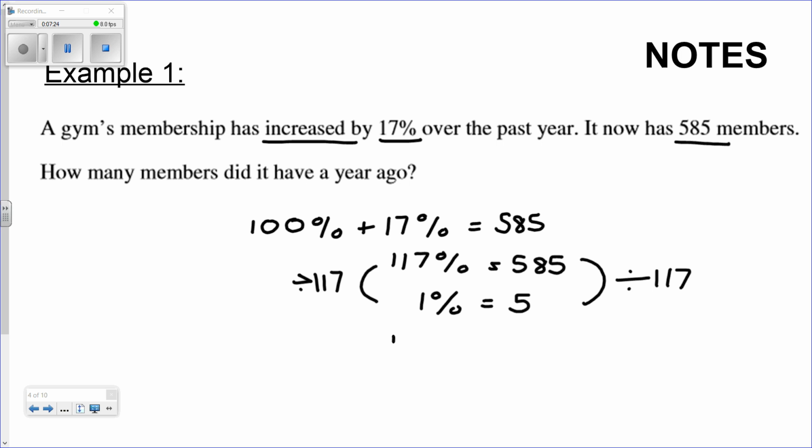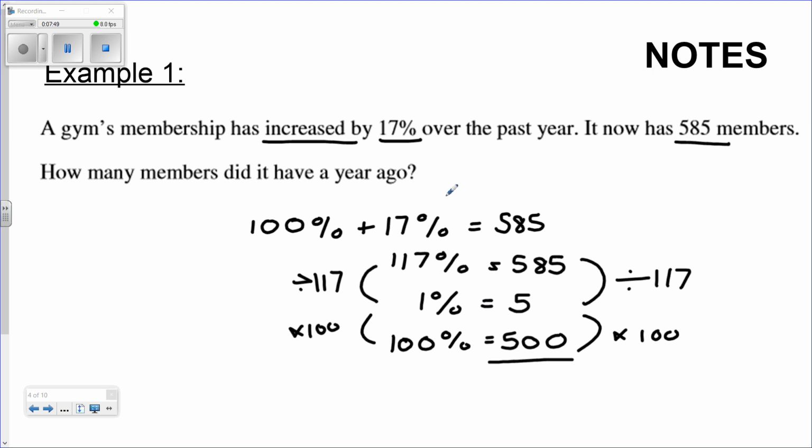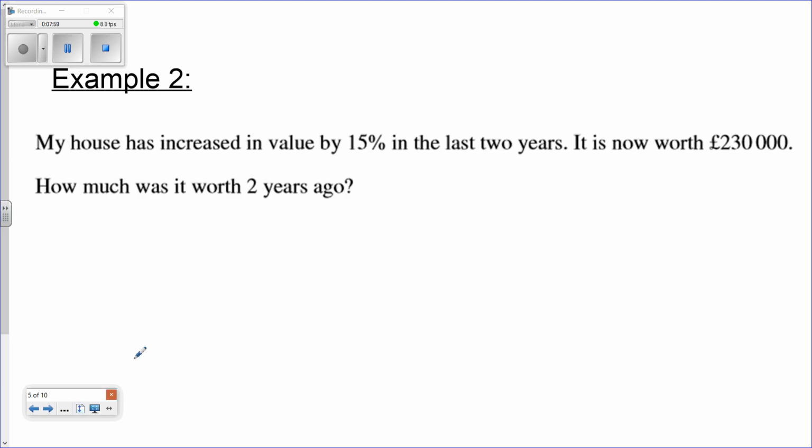But I want to know, remember, what is that 100% value back last year? So now I'm going to say, if I know that 1% is 5, then if I times that by 100, I'm going to get what 100% is worth. So 5 times 100 is 500. So we've now got the answer. 100% is 500, so 1 year ago, we had 500 members. And that makes sense. We're adding on 17%, and now we've got 585 members. So always check your answer makes sense. Right, here's the next example.